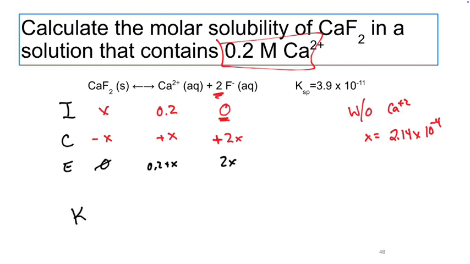We can go through and set up my K expression. 0.2 plus x times 2x, times 2x squared. What does this have to equal? The KSP, which was conveniently written there for us, 3.9 times 10 to the negative 11th. Because we have fancy calculators, what could we do? We could immediately plug this into our calculator and have it go through and solve for our x value.